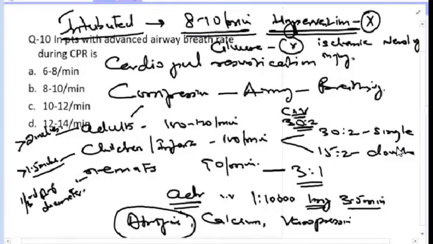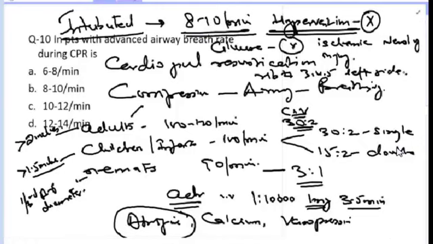Now, the most common rib fractures are 3, 4 and 5 on the left side. Those are the rib fractures which are most common.